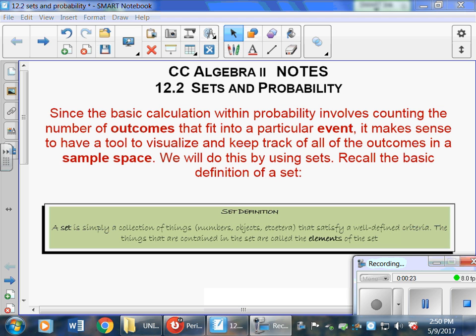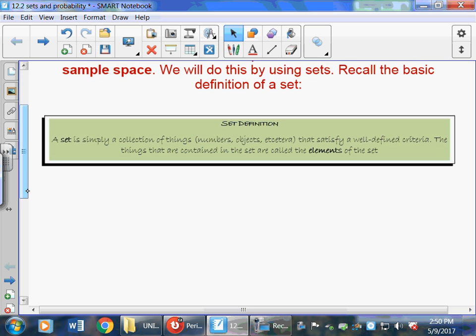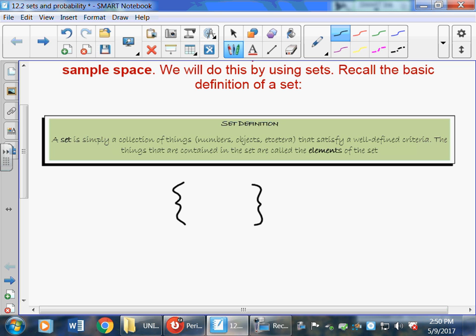So recall the basic definition of a set. A set is simply a collection of things, numbers, objects, etc., that satisfy a well-defined criteria. The things that are contained in a set are called the elements of the set. And just remember that when we talk about a set, we talk about set brackets. Sometimes I call them squiggly brackets, but they're called set brackets. If you can't make those, you can simply squiggle on both sides, and we understand that means a set bracket.